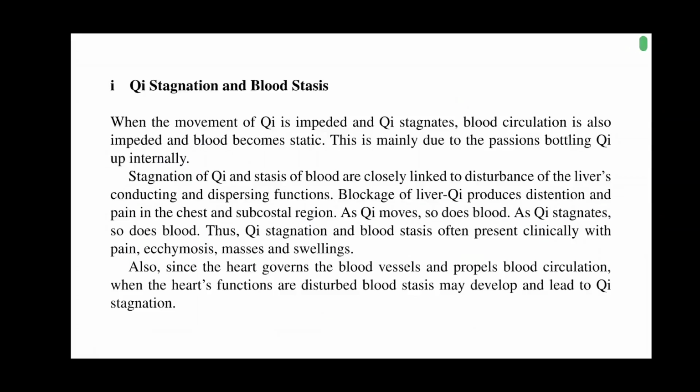First is qi stagnation and blood stasis. When the movement of qi is impeded and qi stagnates, blood circulation is also impeded and blood becomes static. This is mainly due to the passions bottling qi up internally.